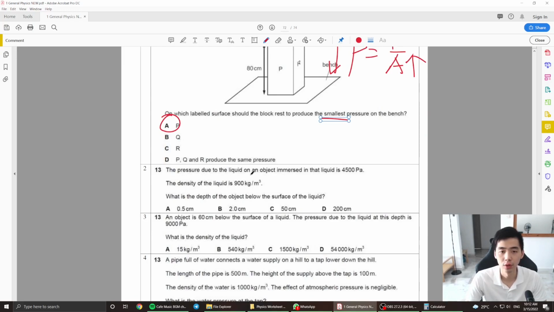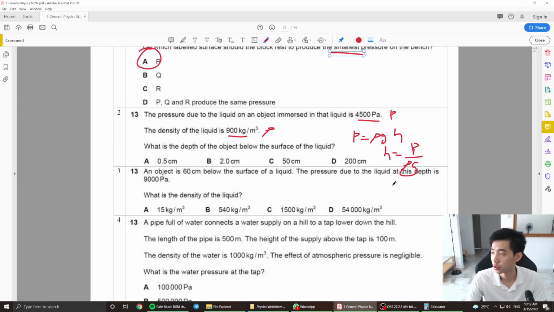Then the pressure due to the liquid on an object immersed is this amount. This is the pressure. The density is this amount. What is the depth of the object below the surface? Pressure is rho g h. h will be pressure over rho g. So if it's pressure over rho g here, it will be 4500 divided by 900 divided by 10. You'll get exactly 0.5 meters. Guys, you're supposed to get 0.5 meters, which is essentially going to be 50 cm. Don't circle A. It's a big question now, guys.